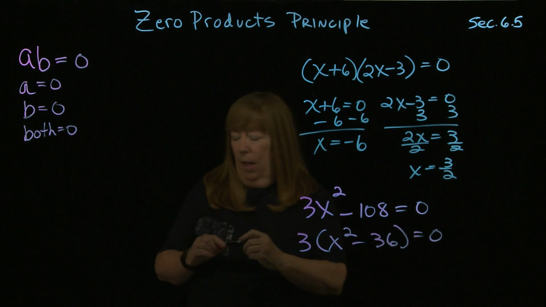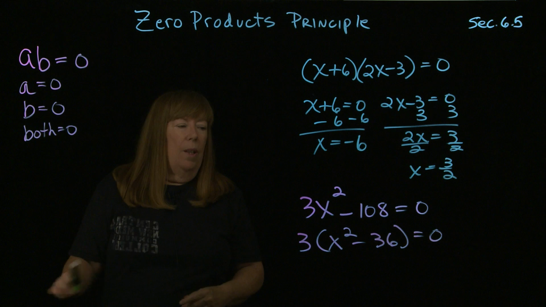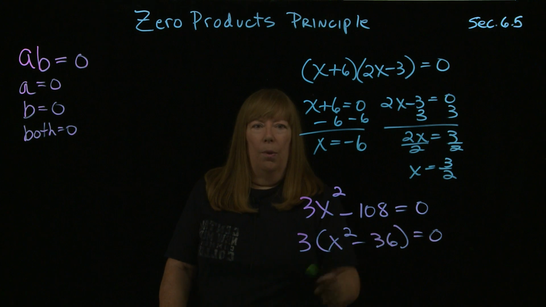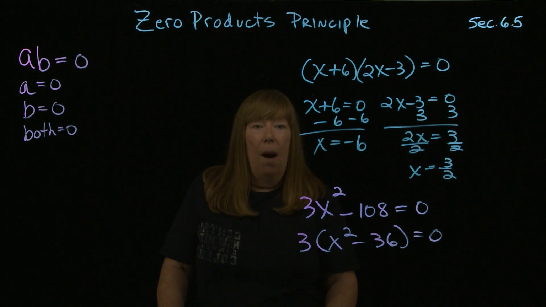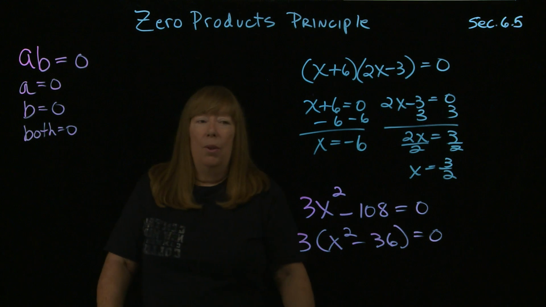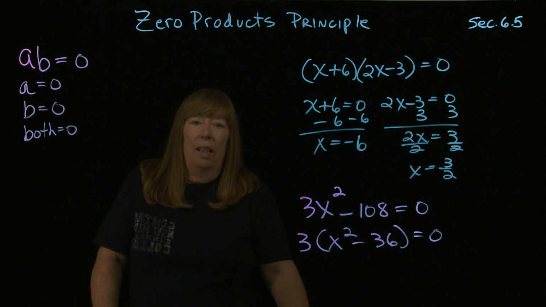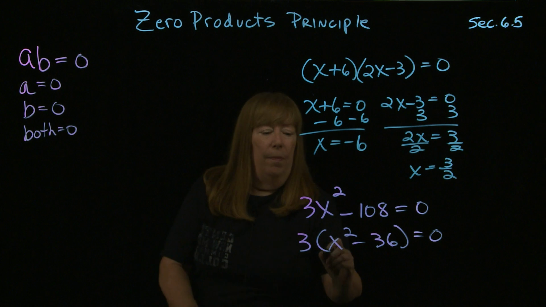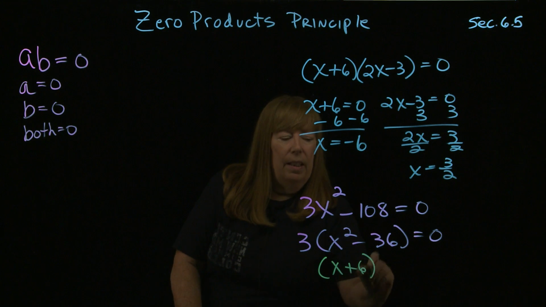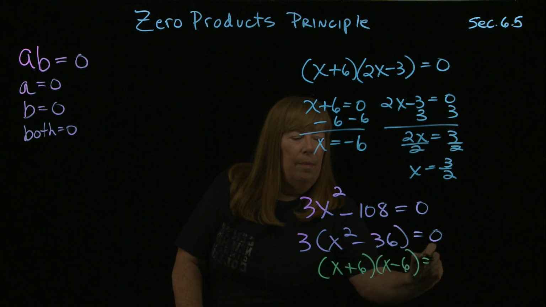Okay. Next we're going to factor two terms. Both of them are perfect squares, and there's a minus sign between them. So what does that mean to us? It means it is a difference of squares. It's x plus 6 times x minus 6.